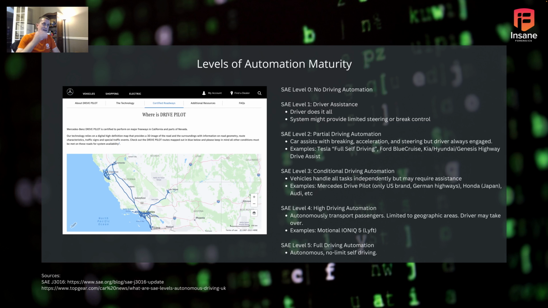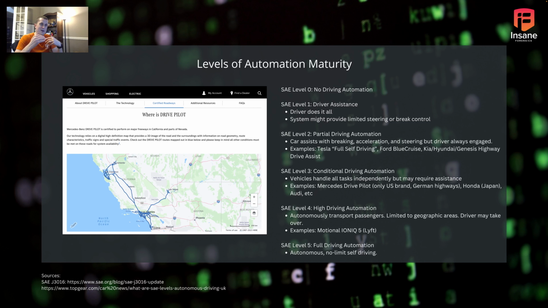When you get into SAE level 3, you get into conditional driving automation. In this place, the vehicle's actually handling tasks independently. And at some point it might say, hey, driver, I need you to take over because this is outside of my confidence zone or what I've programmed to work through. A good example is Mercedes Drive Pilot. This was one of the first US brands. It's approved on US and German highways.